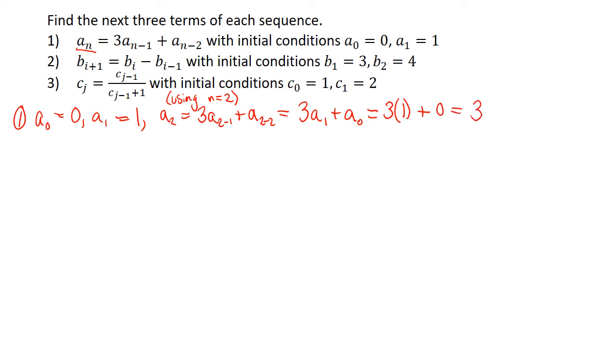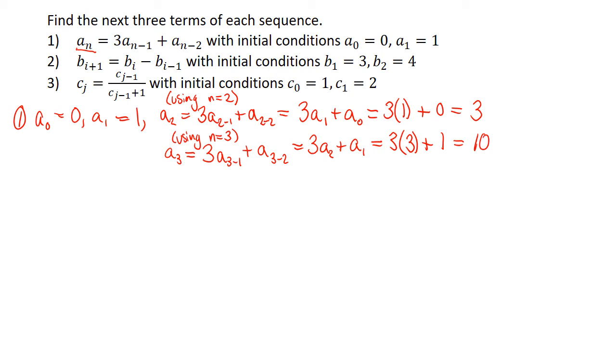All right, then for A3, I'm going to be using n equals 3. So I'm just plugging in 3 for all my n's here. So this is going to be A sub 3 minus 1, and then plus A sub 3 minus 2. So that is 3 times A2 plus A1. I know what A2 and A1 are because I just worked out A2. So this is going to be 3 times, A2 is 3, and then A1 is 1. So this is going to be 10.